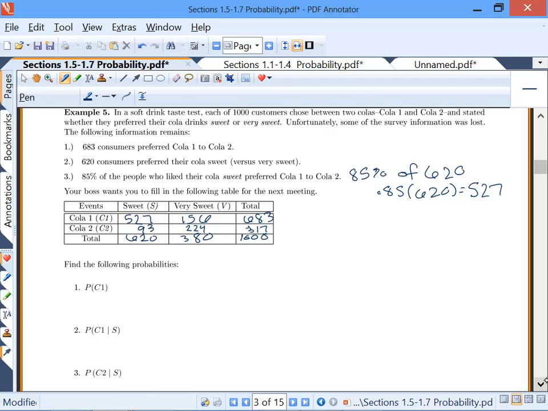And I want you to find the following probabilities. So the first one is the probability of C1. So the probability that they like cola 1. Okay. So what would you do for this? Okay. So the total number of people that like cola 1 are 683, and the total number of people are 1,000. So we're at 0.683.